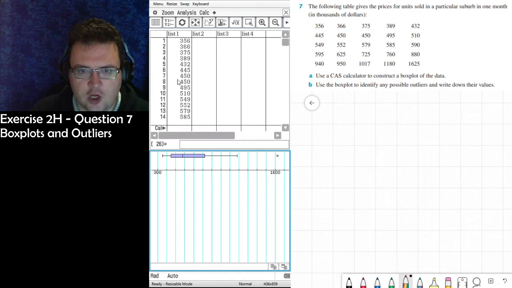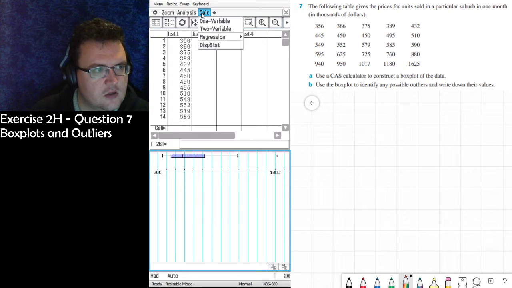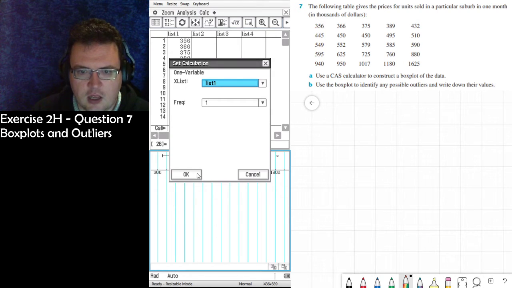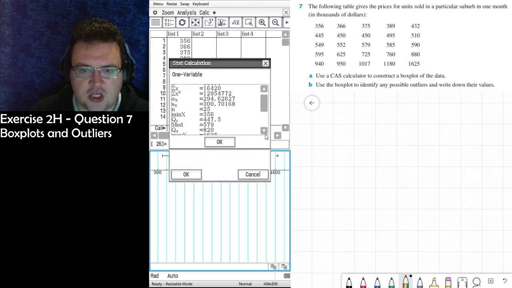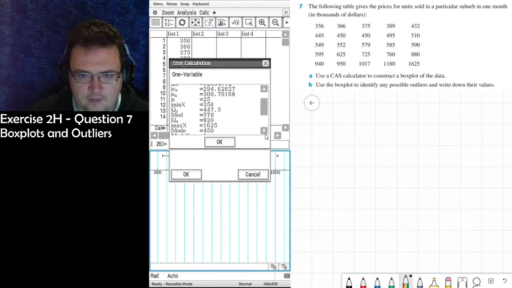All right, so if we go to analysis, calc one variable, and we hit OK, it runs down all the important values that we need. So for a box plot, remember you need the minimum, the maximum, the Q1, the Q3, and the median. It's given us the minimum 356, which makes sense because the numbers are all in order. The maximum is 1625. We have our median at 579, and we have Q1 and Q3.